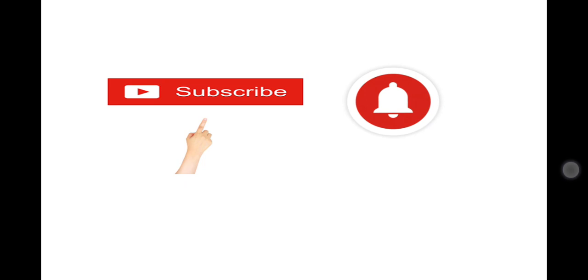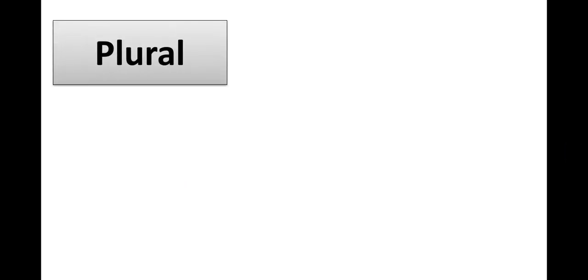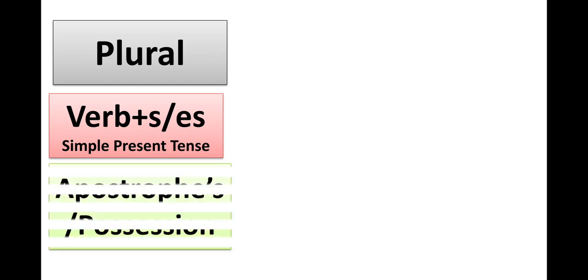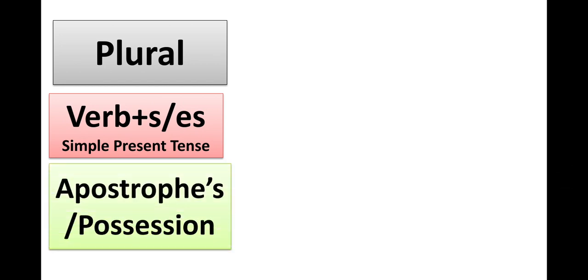So let's start. First of all, you should know, when do we have letter S in the end of words? Number 1, most of the plural words have letter S in the end. Number 2, we have letter S in the end in simple present tense with first form of verb. Number 3, we have letter S in apostrophe to show possession. Okay, now I'll give you examples.